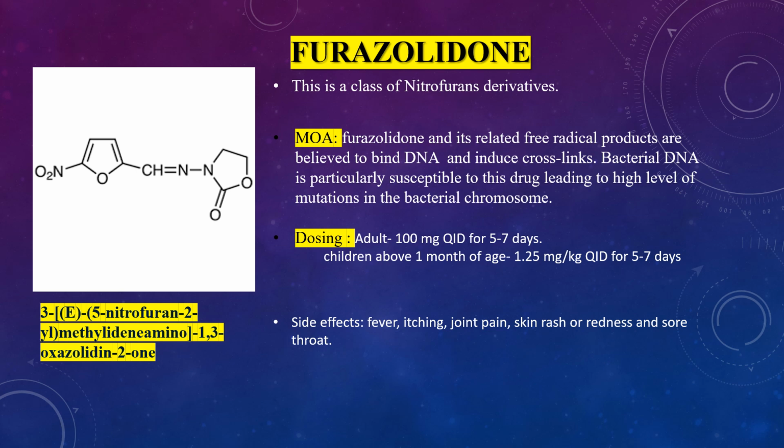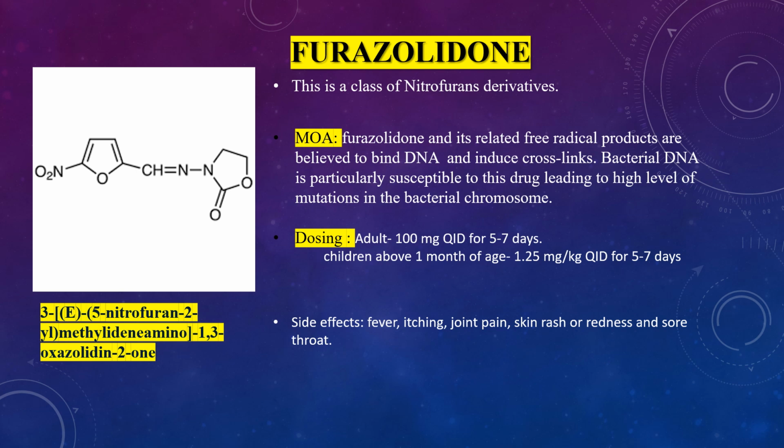This is a class of nitrofuran derivatives. Mechanism of action: furazolidone and its related free radical products are believed to bind DNA and induce cross-links. Bacterial DNA is particularly susceptible to this drug, leading to a high level of mutation in the bacterial chromosome.